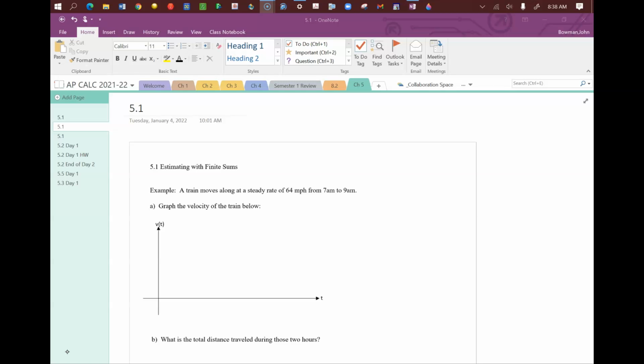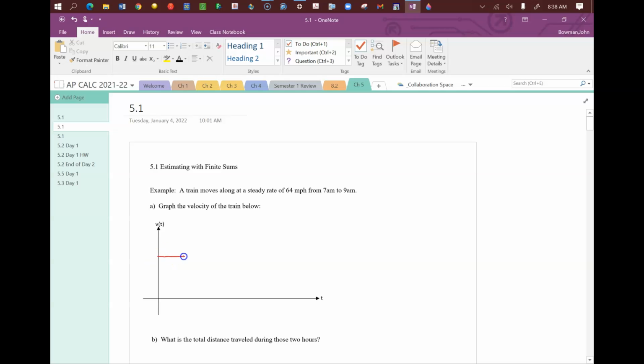In Chapter 5 we are going to talk about areas under curves, or areas between curves and the x-axis. We're going to start out with a simple example about a train moving along at a steady rate of 64 miles per hour from 7 a.m. to 9 a.m.